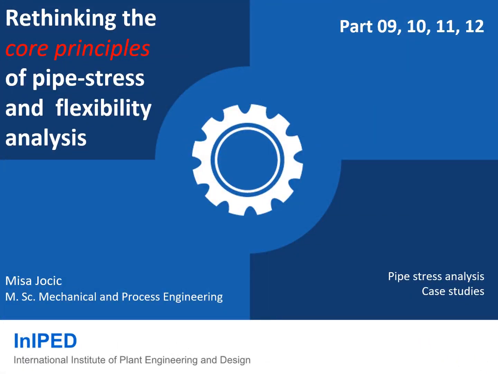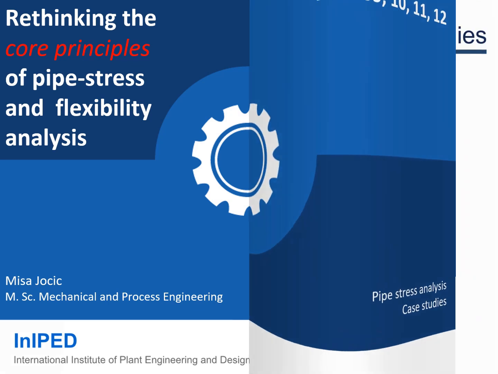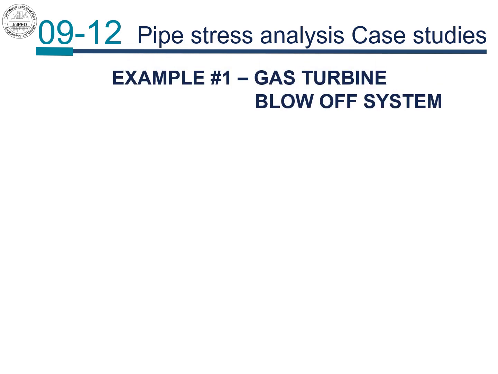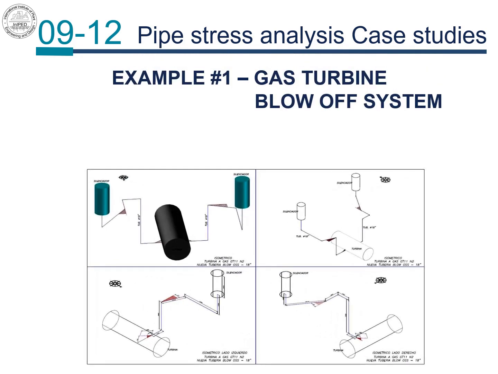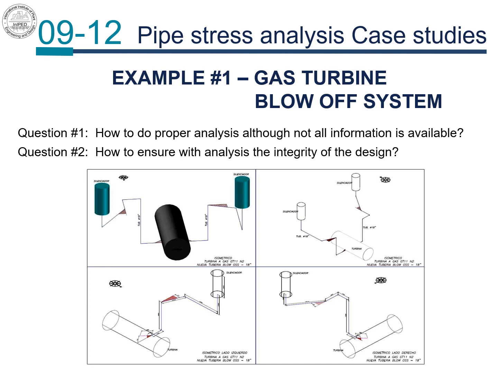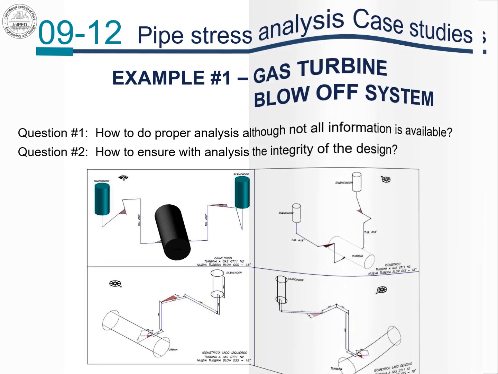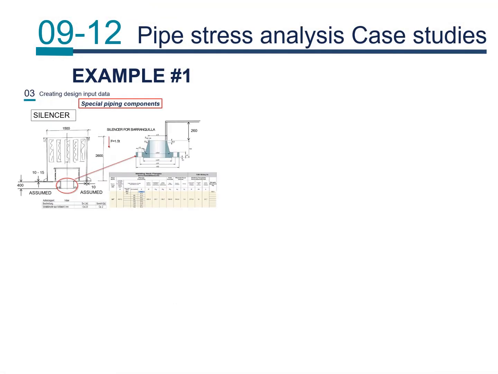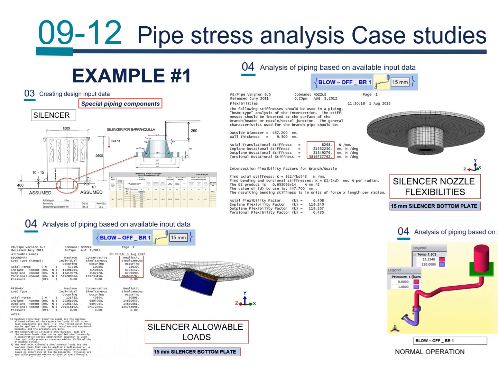Rethinking the core principles of pipe stress and flexibility analysis. Part 9 to 12. Pipe stress analysis, case studies. Example number 1, gas turbine blow-off system. Question number 1: how to do proper analysis although not all information is available. Question number 2: how to ensure with analysis the integrity of the design. Creating the design input data. An analysis based on the available input.